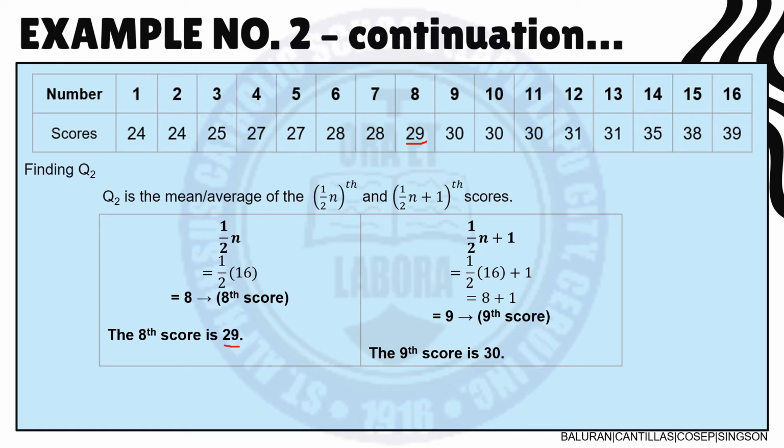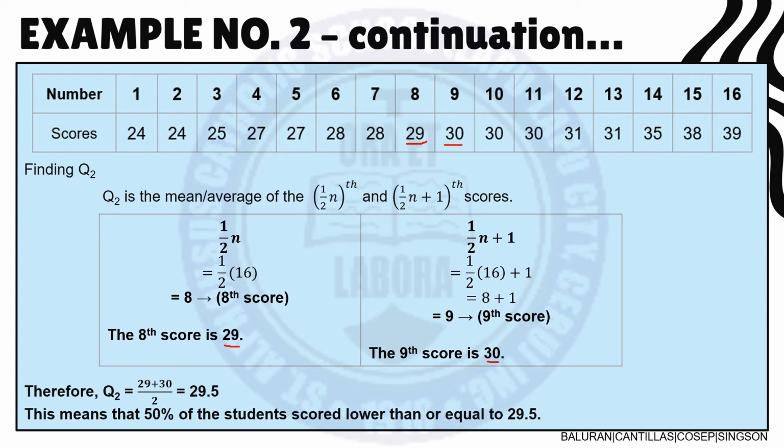1/2 times 16 is 8 plus 1, 9. Locate the ninth score. It gives us 30. After which, take the average of the two scores, 29 and 30. So 29 plus 30 divided by 2. So the second quartile is equal to 29.5. This means that 50% of the students scored lower than or equal to 29.5.